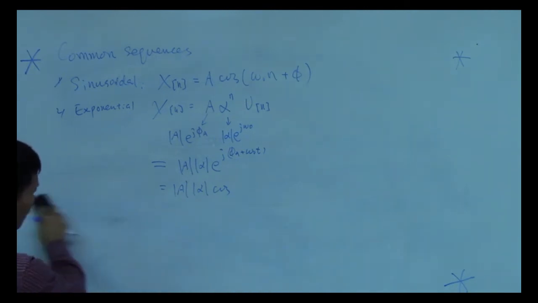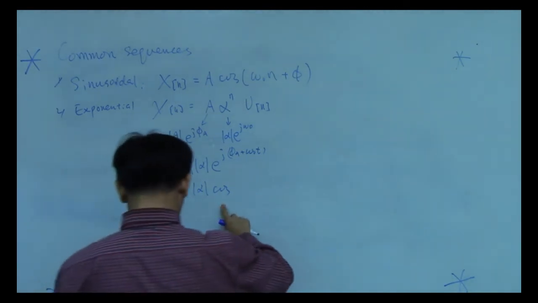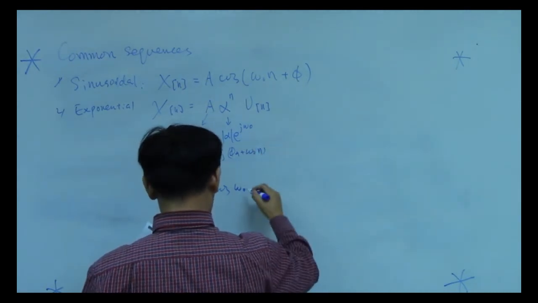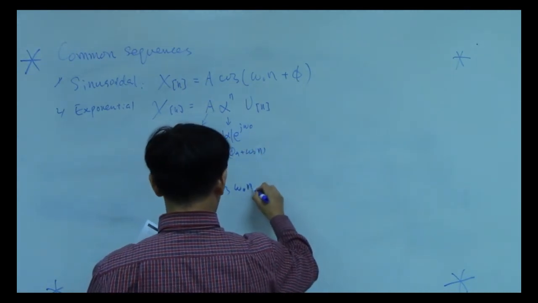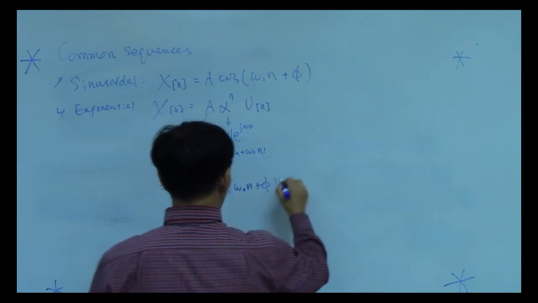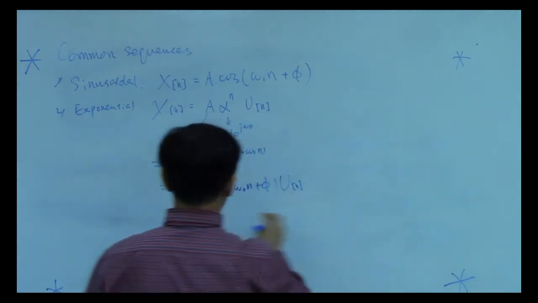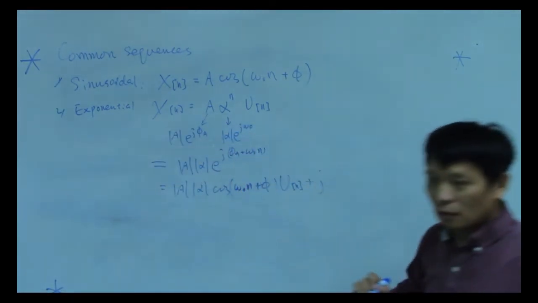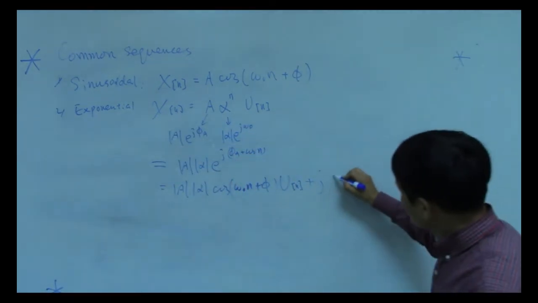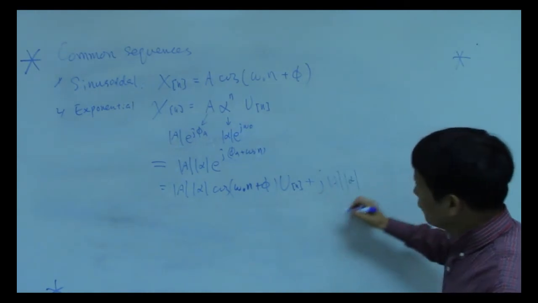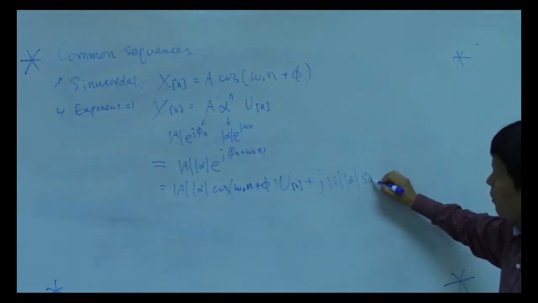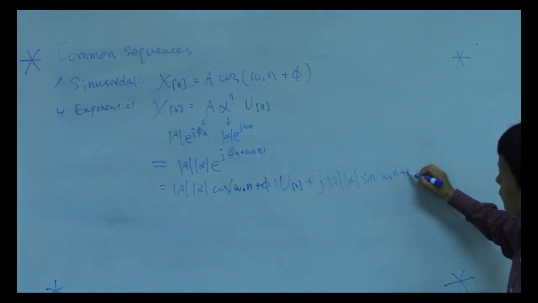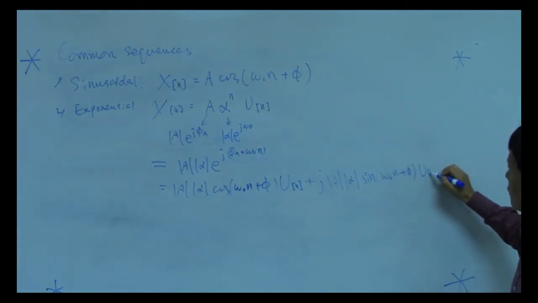So that gives us the real part, which is cosine omega 0. Sorry, this is not t, it's n in this case. N plus phi, and u n. So that is the real part. Then there's the imaginary part, j, and the amplitude also equals A times alpha, times sine function omega 0 n plus phi, and also u n.